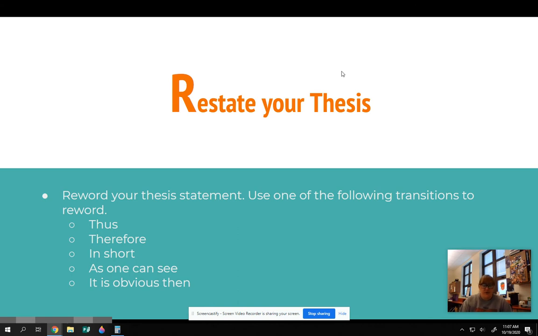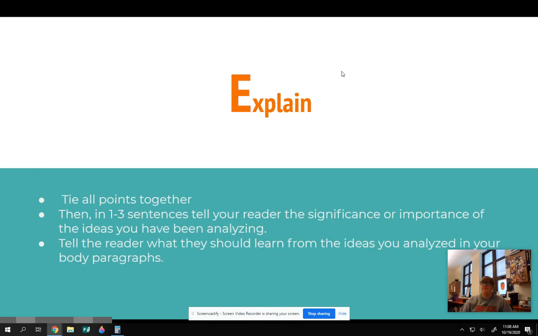it's obvious then. There are others you can use if you're feeling ambitious and you want to go out and search for some of those. Totally fine. Just make sure that you have some kind of conclusion transition to let your reader know that we're moving into that new paragraph. Okay, so we want to make sure that we restate our thesis. We want to include both of our reasons and that claim from our introduction. We just need to write them a little bit differently this time.